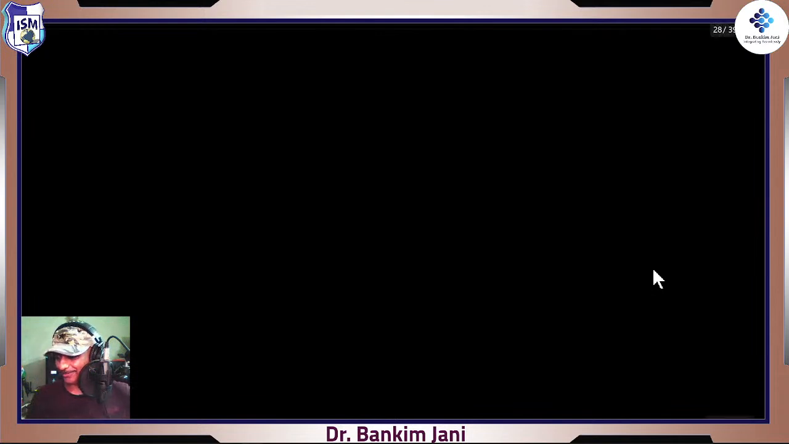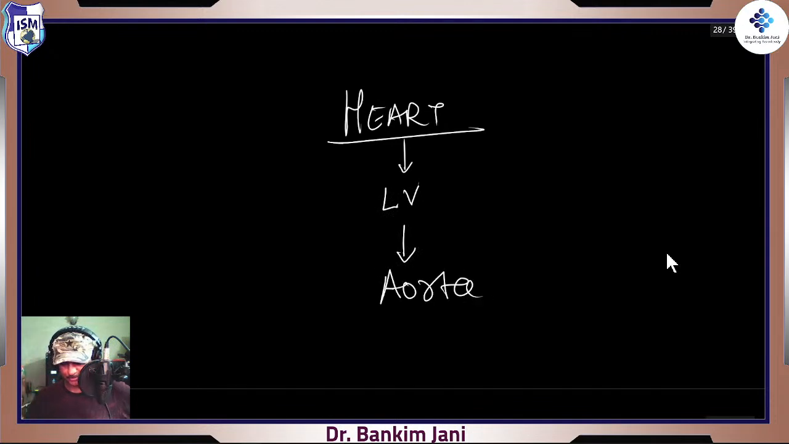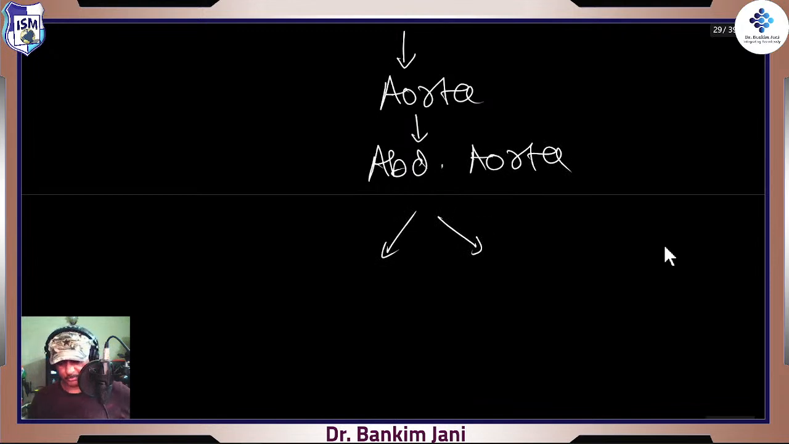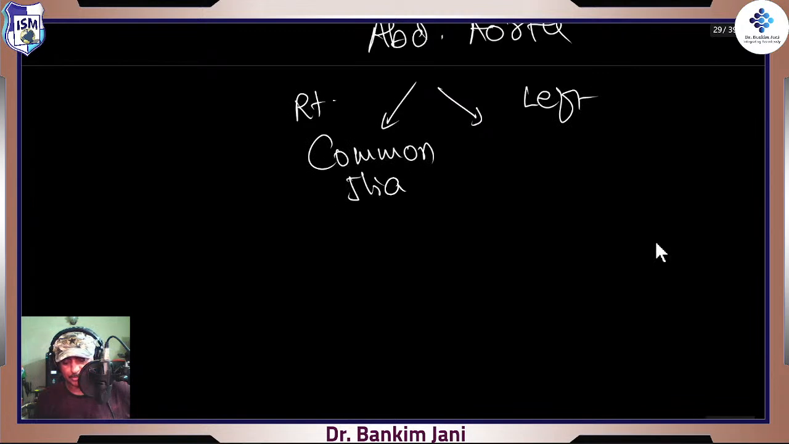Okay, so let's start. Because here is where we'll be ending, I'm starting from this point. So here is the heart. In the heart, that's the left ventricle. From the left ventricle there would be the aorta, and then it would be the thoracic aorta, then it will go into the abdomen, so there will be the abdominal aorta, and this abdominal aorta will divide into two parts, the right and the left common iliac artery.